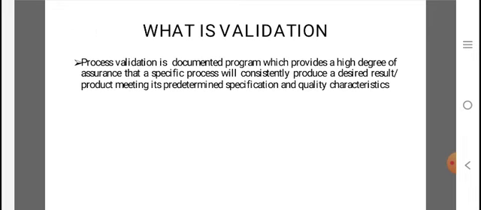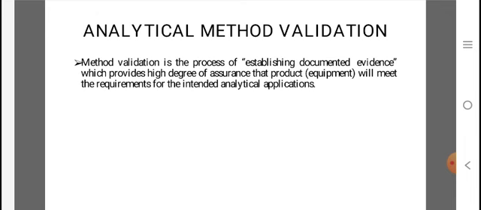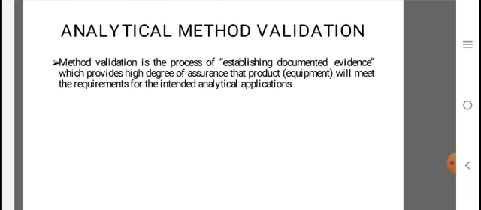What is validation? Process validation is a documented program which provides a high degree of assurance that a specific process will consistently produce a desired result or product meeting its predetermined specification and quality characteristics. Analytical method validation: method validation is the process of establishing documented evidence which provides a high degree of assurance that the product will meet the requirements for the intended analytical applications.